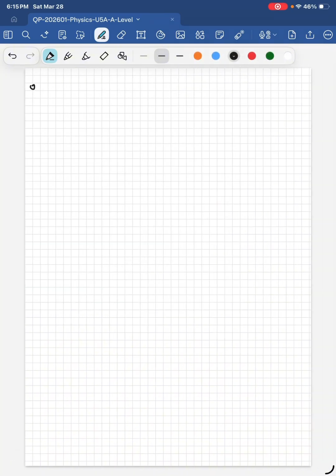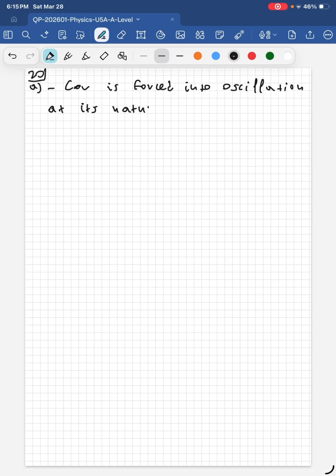So the answer is that this part A in this question 20. Okay, so a car is forced into oscillation, okay, at its natural frequency.